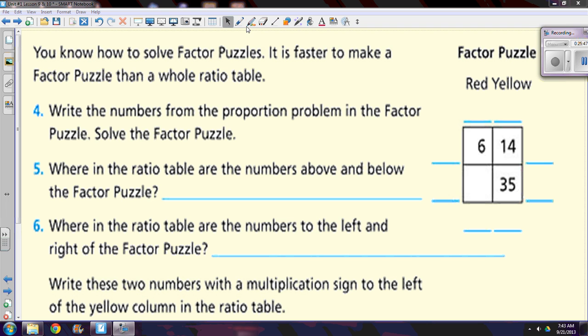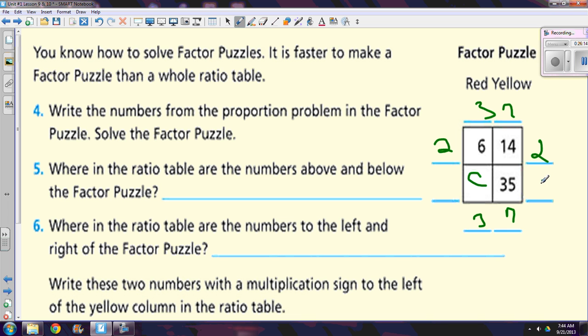So remember, this would be your C. Well, 6 and 14. We know that 2 will go into 6 and 2 will go into 14. So 2 and 3 and 2 and 7. Bringing them down. Okay. 35 divided by, oops, bring that over too. 7 is 5. 5 times 3 is 15. So just another way of solving it.